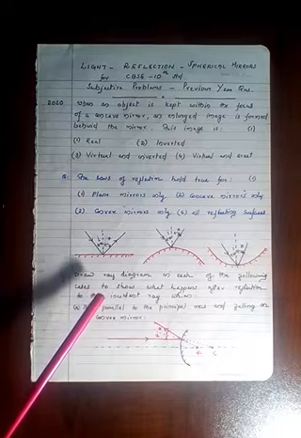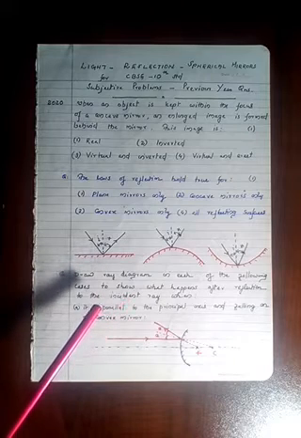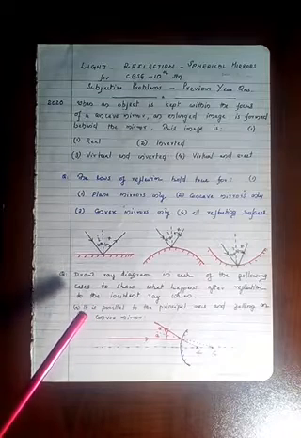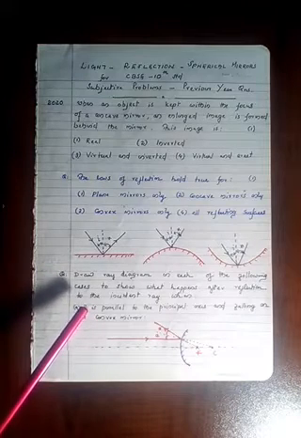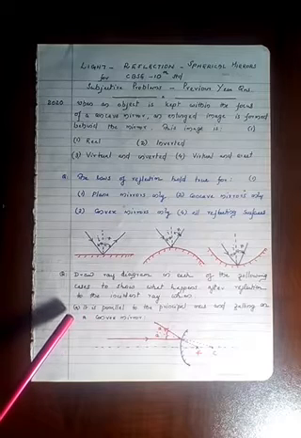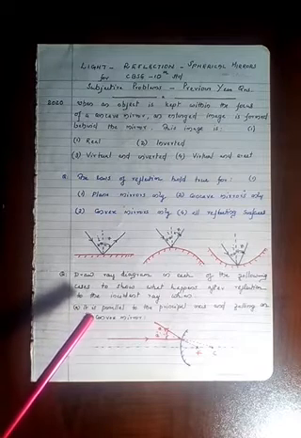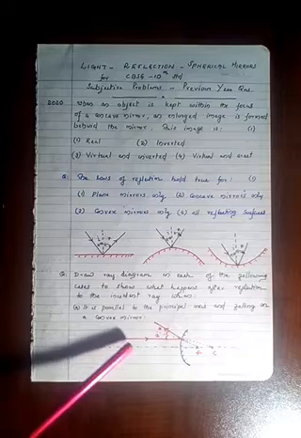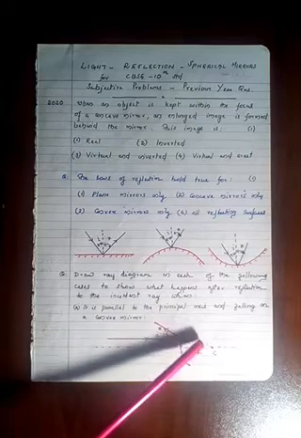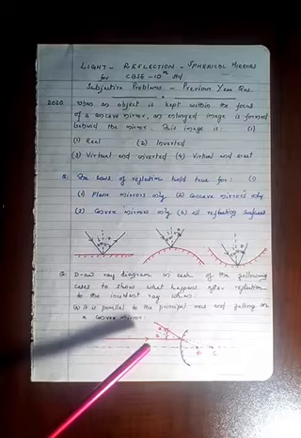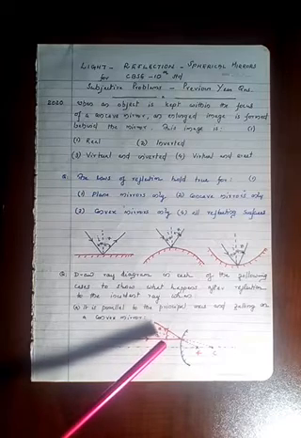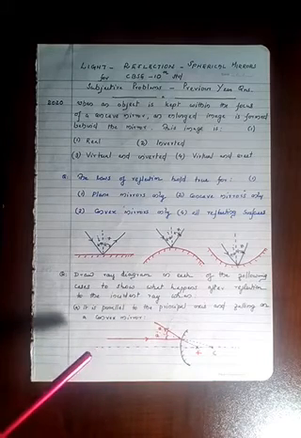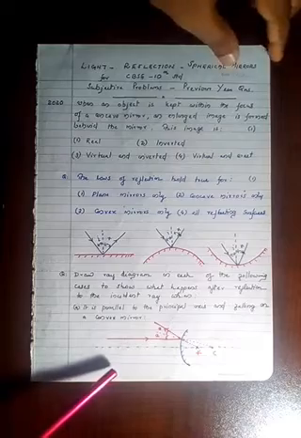Draw a ray diagram in each of the following cases to show what happens after reflection to the incident ray when, the first question, it is parallel to the principal axis and falling on a convex mirror. You just draw at first the normal. So it is reflected with the same angle of incidence. If we retrace it, it must pass through the focus. So that is the answer for the first question.